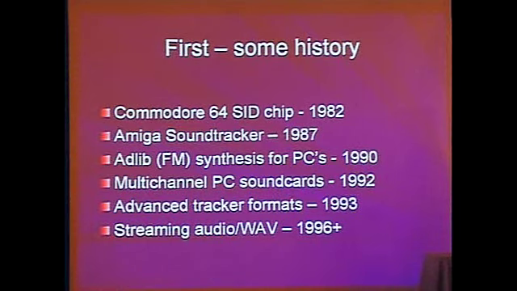But first, we'll do a little bit of history. In 1982, there was the Commodore 64, which was a brilliant piece of machinery. It had one of the first sound chips, called the SID, which allowed you to do more than PC speaker beeping or Tandy 1000 sort of primitive chirping. As we went through the years, there was the Amiga, AdLib synthesis, multi-channel PC sound cards, advanced formats, and nowadays you can pretty much do whatever you want. Stream MP3s, play multiple MP3s at once, compress to your heart's content.